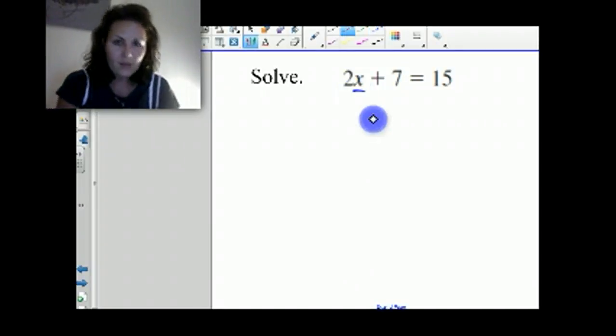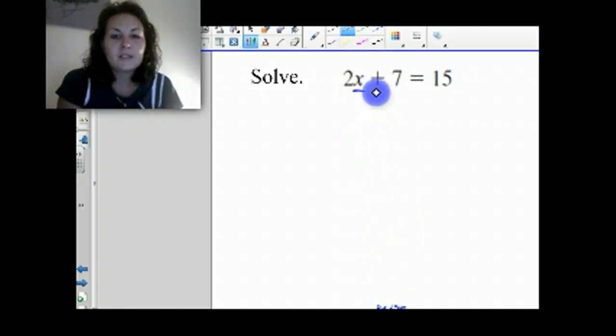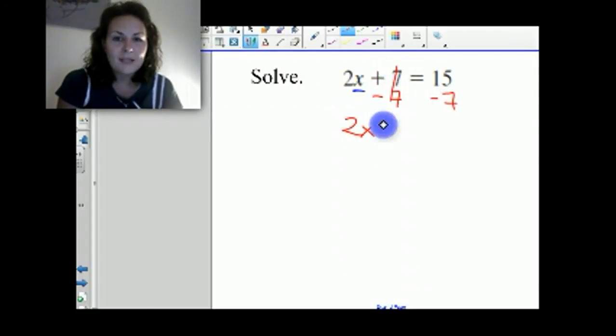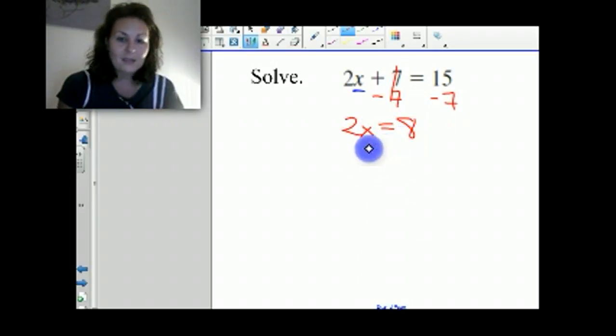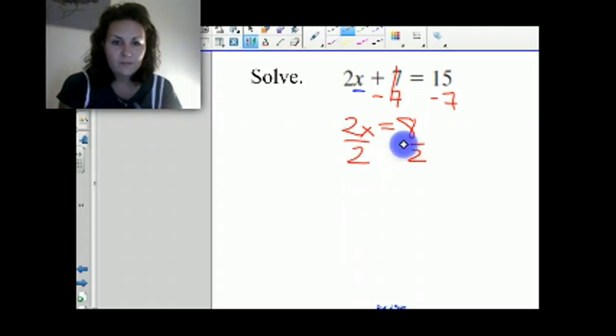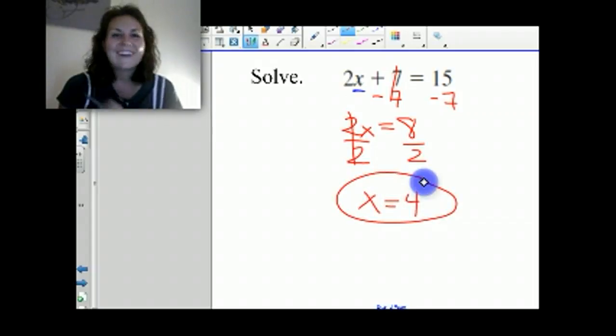So, we get rid of the 7 first. It's the easier one to get rid of. Subtract 7 from both sides. We get 2x, 7 minus 7 cancels, equals 15 minus 7 is 8. Now, we are just left with 2 times x equals 8. Let's get 2 to leave the party by dividing both sides by 2. And we get a final answer of x equals 4. Hooray!